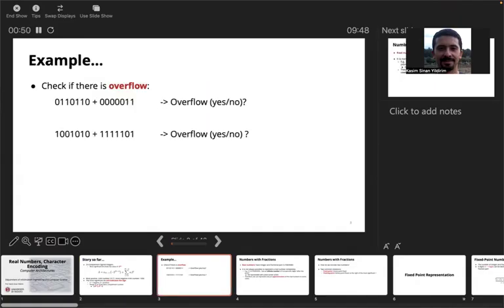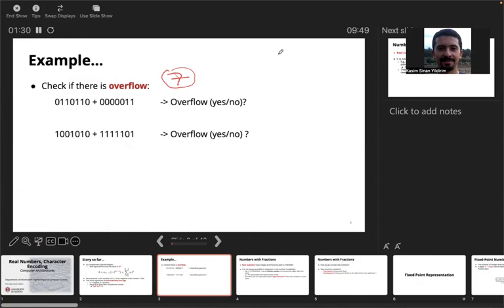Again, a continuation of the previous slides. I had an example for you. Is there an overflow if you add up these two numbers in 2's complement form? Yes or no? These are 7-bit numbers. With 7 bits, what is the range? Can you tell me the largest positive number that I can have using 7 bits?